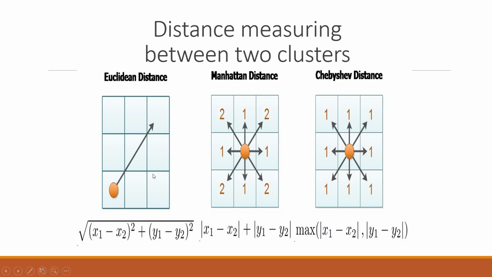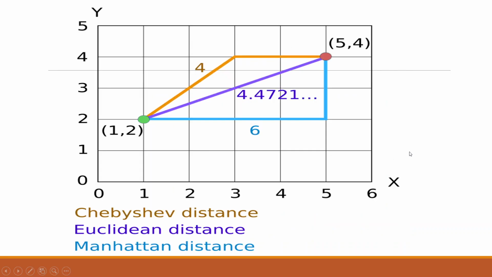One of the methods is Euclidean distance. If we have two points, we take (x1 minus x2) squared plus (y1 minus y2) squared, and if we take the square root of this, it is known as the Euclidean distance. If we take the sum of the absolute values of x1 minus x2 and y1 minus y2, it's the Manhattan distance. And if we take the maximum of these two absolute values, it is known as the Chebyshev distance.